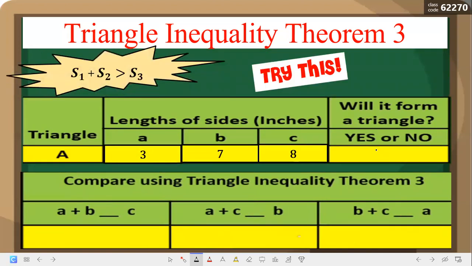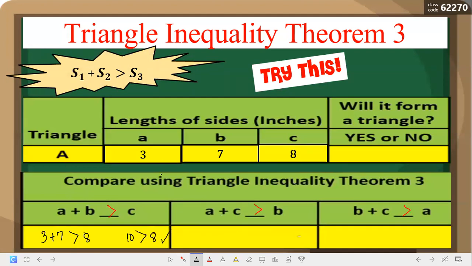So for the next activity, let us try this. So same pa rin yung gagawin natin. So we have A plus B is greater than C. So where A is 3, B is 7, and C is 8. So we have 3 plus 7 is greater than 8. So 3 plus 7, that is 10, greater than 8. Is 10 greater than 8?